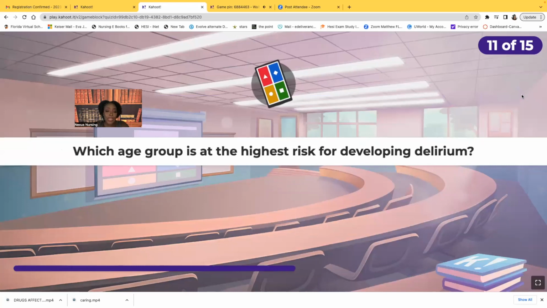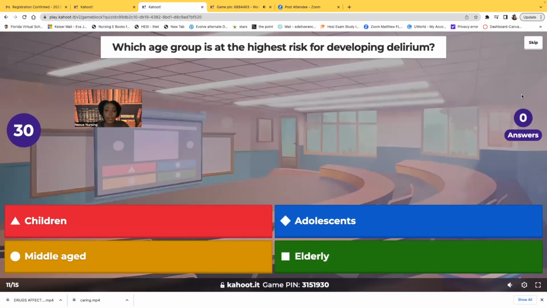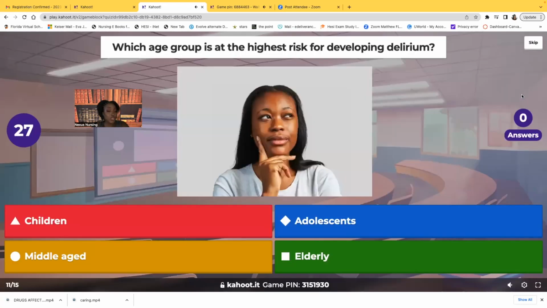Which age group is at the highest risk for developing delirium? Would you say it's children, adolescents, middle-aged adults, or the elderly?